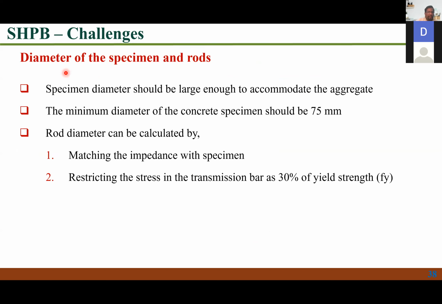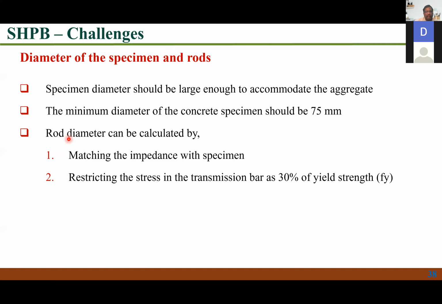Now, how do I select the diameter of the specimen and rods? The specimen diameter should be large enough to accommodate the size of the aggregate. If I want to use this facility for testing normal concrete, we know that the aggregate size we use is about 20 mm. So if I'm putting in 20 mm aggregate, to consider the material to be uniform, at least I need to have 3 to 4 times the size of the aggregate as my specimen diameter. Then only, in an overall sense, can we assume this to be homogeneous. That's why, if you're using 20 mm, at least 3 times, right? So 3 to 4 times. That's why we kept the minimum diameter of the concrete specimen at least 75 mm.